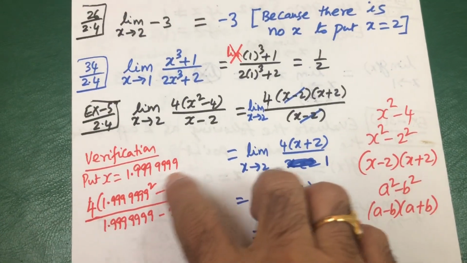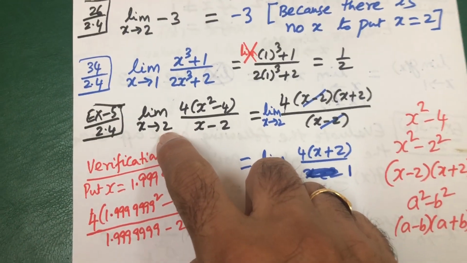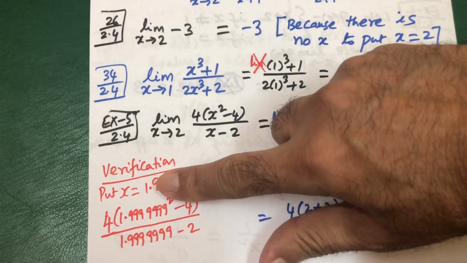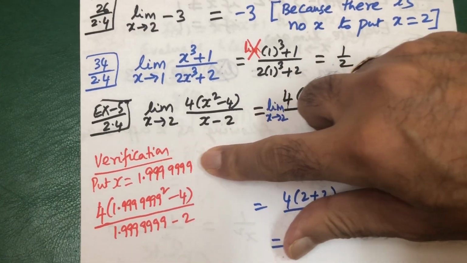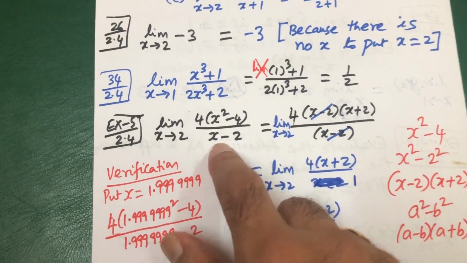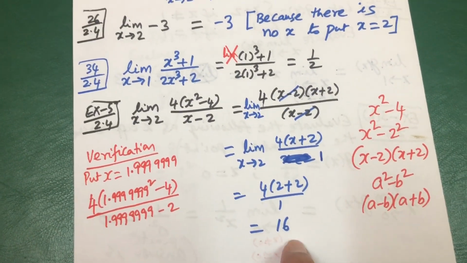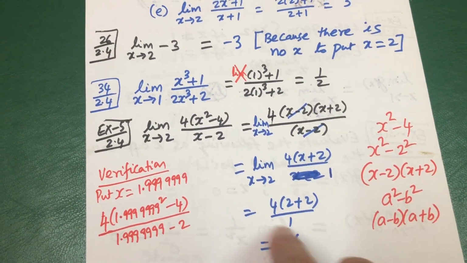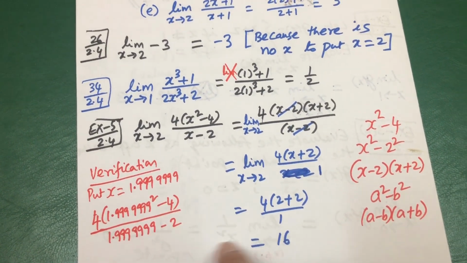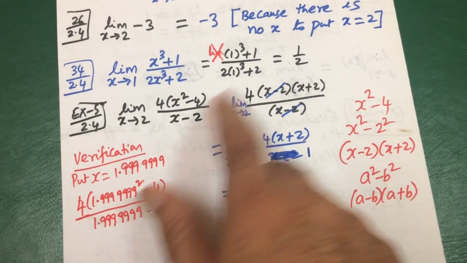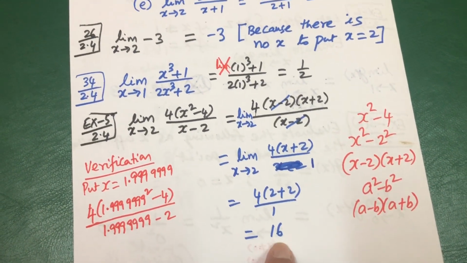You put a maximum number of nines because x is almost equal to 2 means very close to 2. So just don't put only 1.9. You have to put so many nines, maybe 10 nines or 20 nines, everywhere here and here, and you verify it like this, you get 16 directly. So you cancel this, and this is the mathematical way. This is using our calculator. If you have an objective type of question given like this, use this method and get the answer 16.